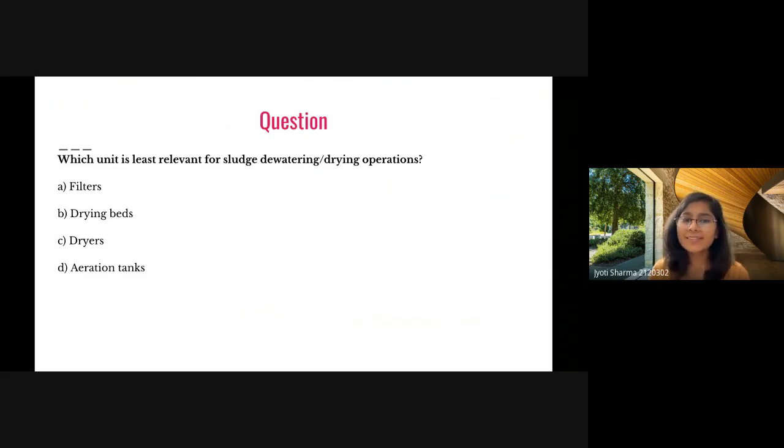Which unit is less relevant for sludge dewatering or drying operation? Filters, drying bed, dryers, aeration tank.